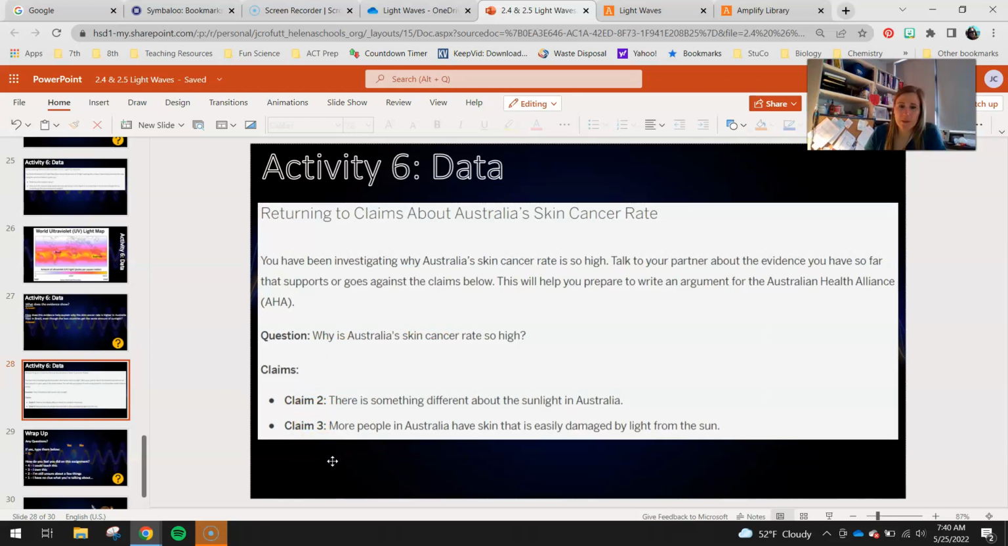Claim 2: there is something different about the sunlight in Australia. Okay, based on the data you guys saw today, is that something you guys could agree with? And claim 3, more people in Australia have skin that is easily damaged by light from the sun. So again, think about that bar graph up there. Do you think that's something you could support? Okay, so something to think about as we move into chapter 3.